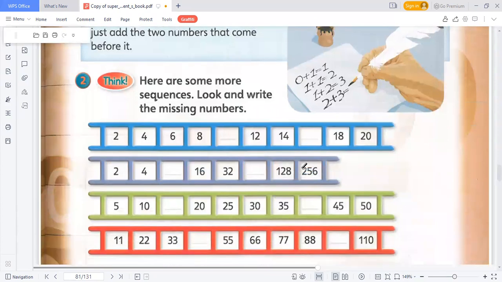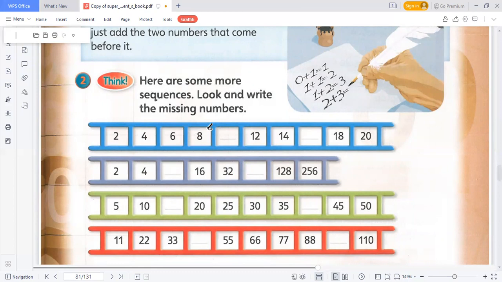So we will try to answer this right here. Okay, there's a problem. Here are some more sequences. Look and write the missing numbers. Okay, let's try this one. 2 and 4 is 6. 6 and 8.